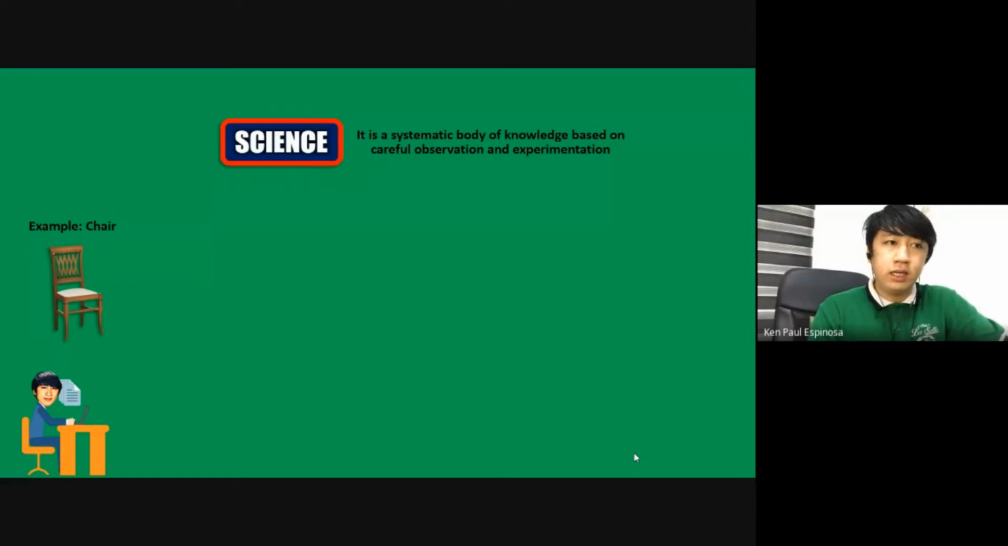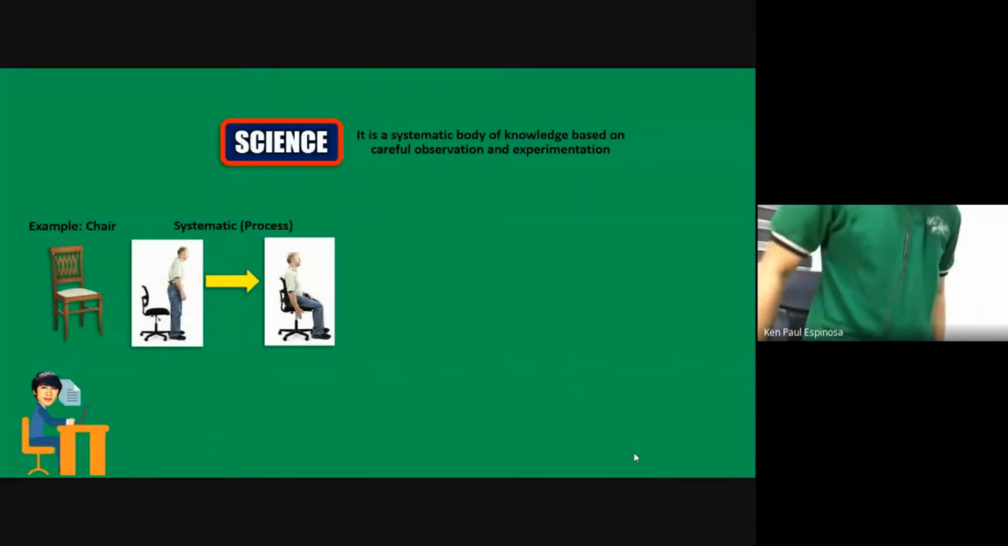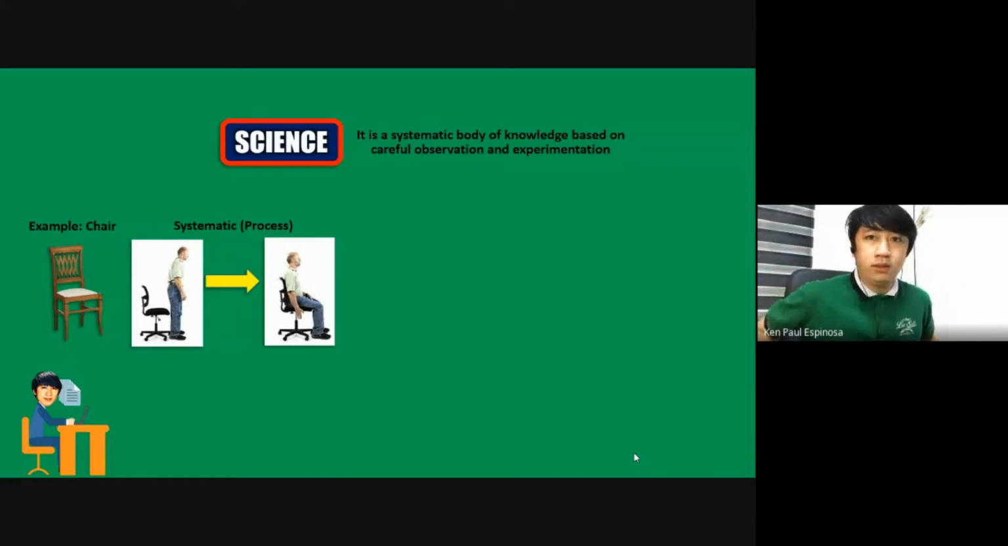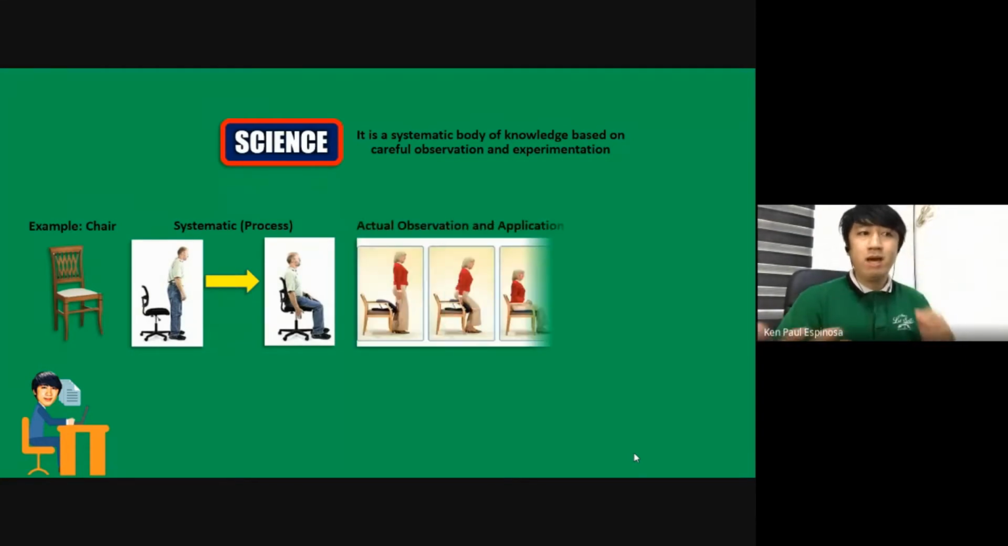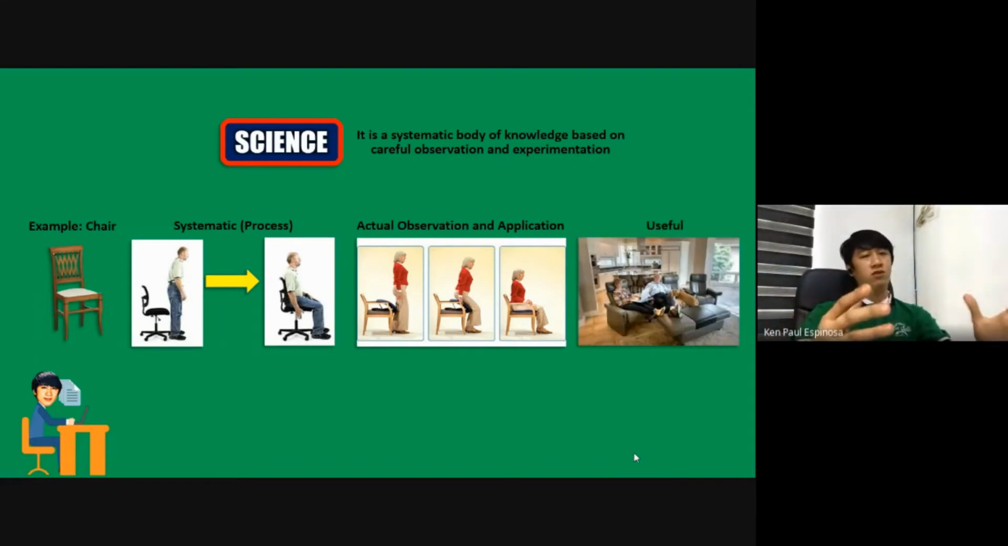Okay, chair. Is chair a science? Let's see. Based on the definition itself. In using a chair, of course, it has a process. Of course, you have to stand. Then after you stand, you what? You sit. After, of course, step 1, then step 2, do we have an actual observation or application? Yeah, I actually tried, di ba, to sit in my chair. So there's an actual application in observation using my senses. Di ba? Touch. I felt it. Oh, yeah, it's so relaxing. So it's so useful. Oh my God, no.